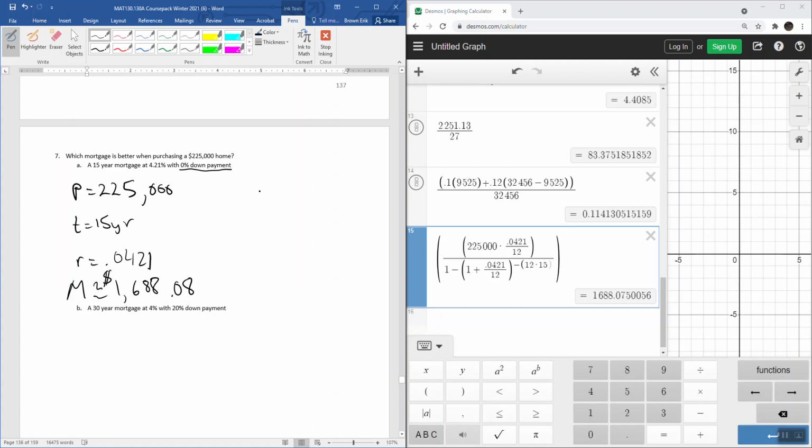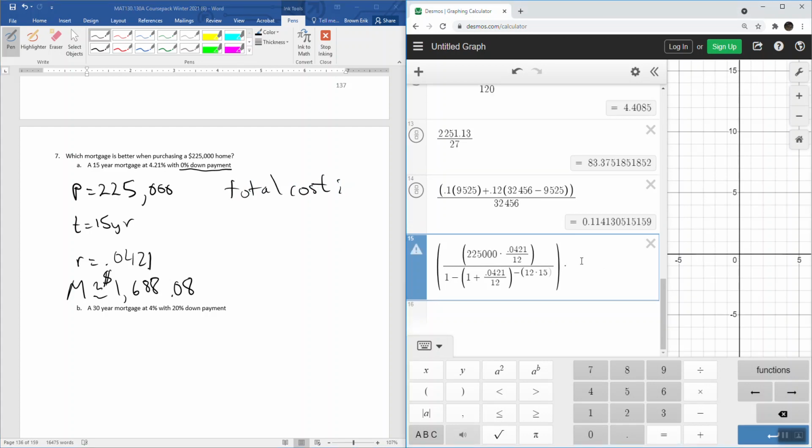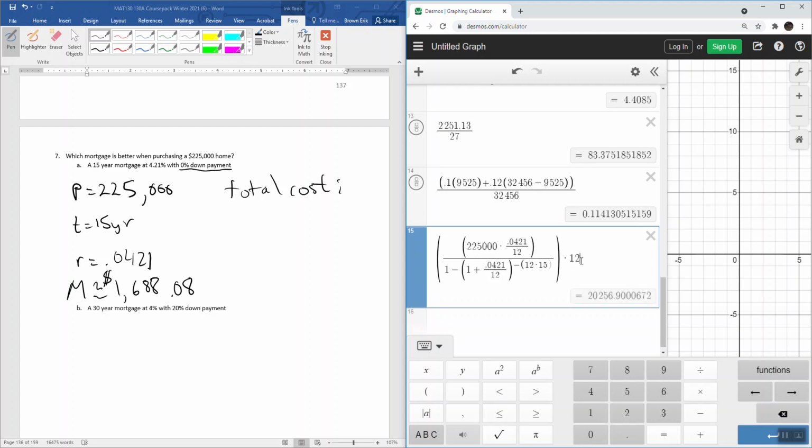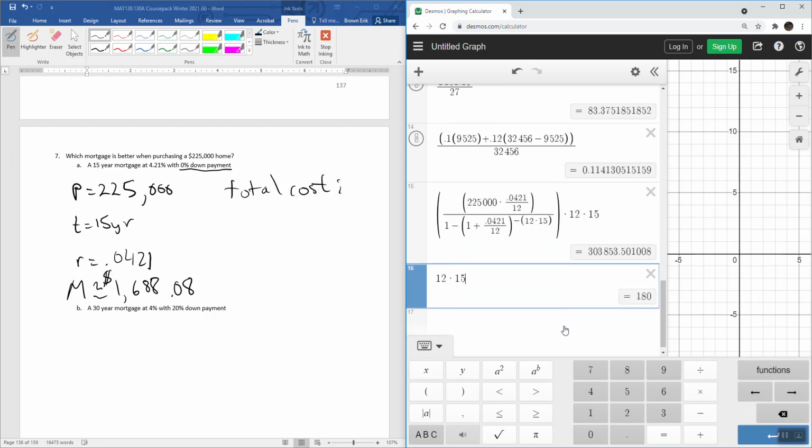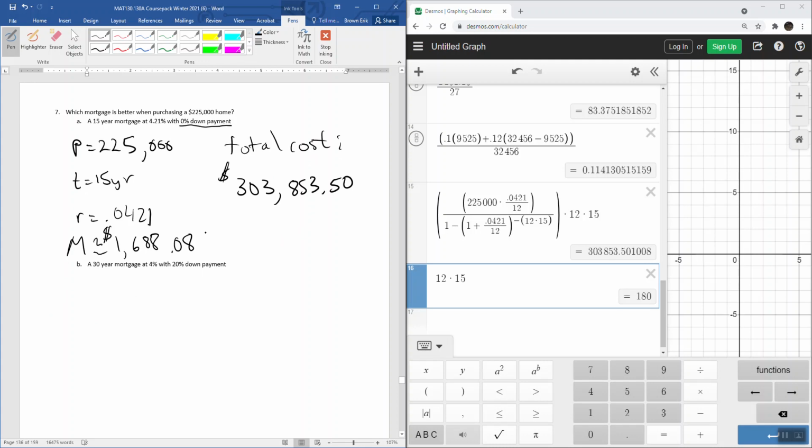Well, this isn't the number we need to compare, although we may want to compare the monthly payments to decide which one's better. The other number we want is what's the total cost. So the total cost is just taking those monthly payments and multiplying them by the number of payments we have to make. That's 12 times 15. And just in case you're wanting to know how many payments you're making, it's 180 payments. So we're looking at $300,853.50. That's not too terrible. Remember some of the other ones were looking like double the cost of the home. We're only $80,000 over the price of the home? A little under $80,000 extra over a 15-year period.